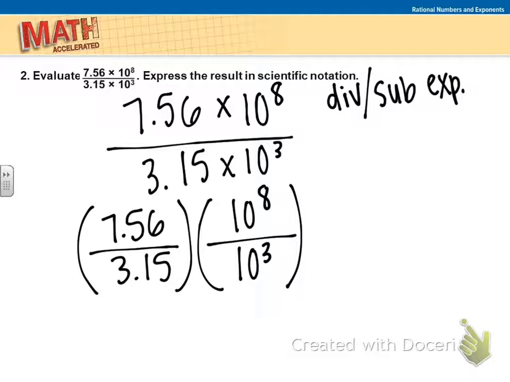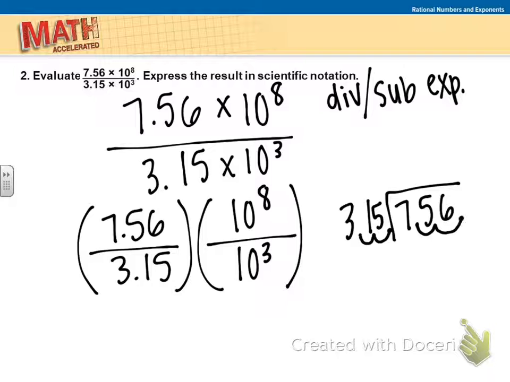All right, so we've got to divide 7.56 by 3.15, right? So our first step is we've got to move our decimal 2 places, and then we've also got to move this decimal 2 places. So I'm going to bring that decimal up right here so I don't forget about it. Okay? All right, so somebody tell me how many times 315 will go into 756? 2. Good. So what is 315 times 2? 625. Close. 630. Good.